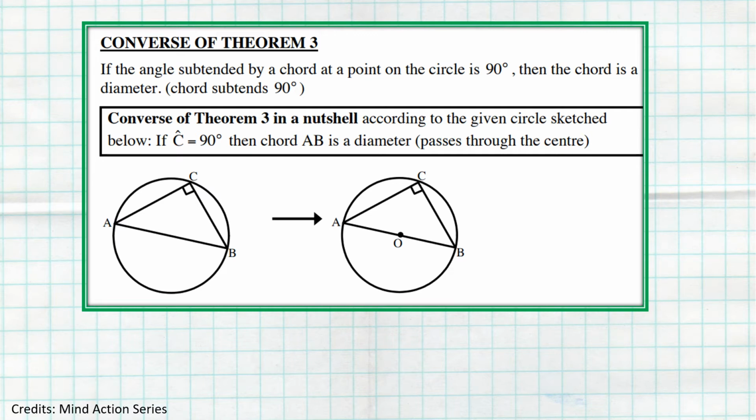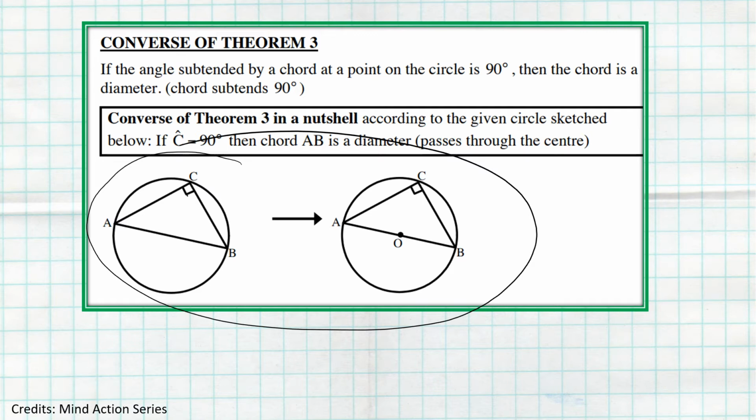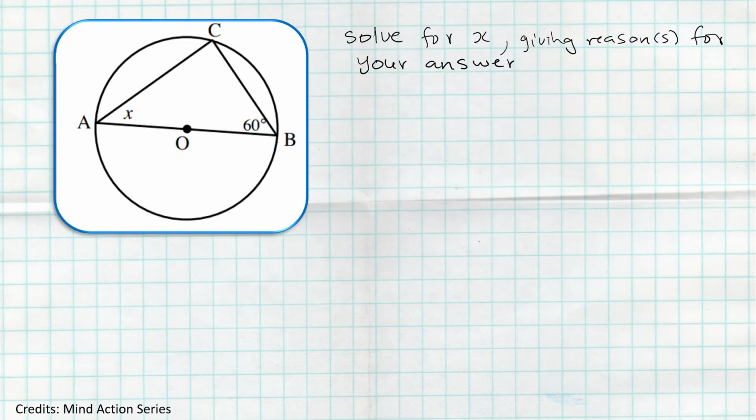As you can clearly see on this illustration, they have a 90 degree angle here, and a line AB which subtends this 90 degrees at the circumference. Then we can deduce that AB is actually our diameter, and that is the converse of theorem 3. Let's now quickly look at an example.